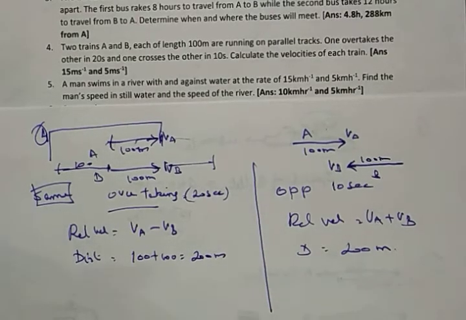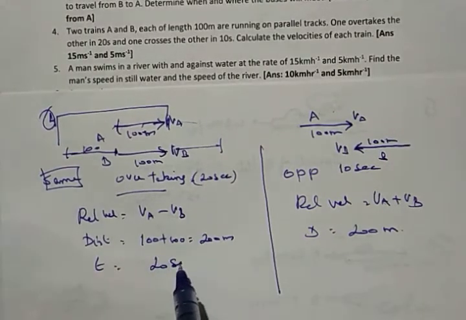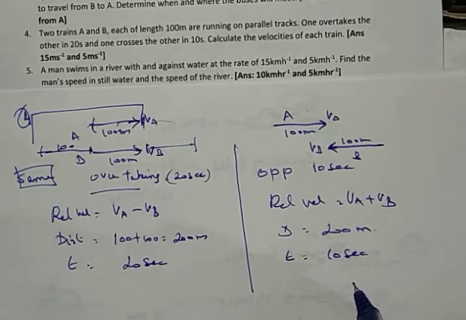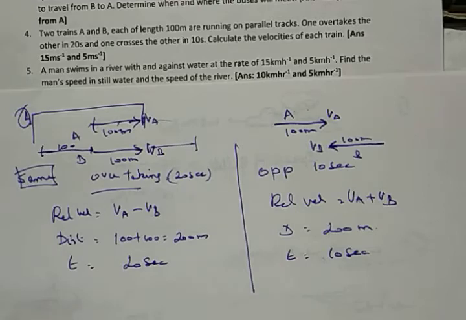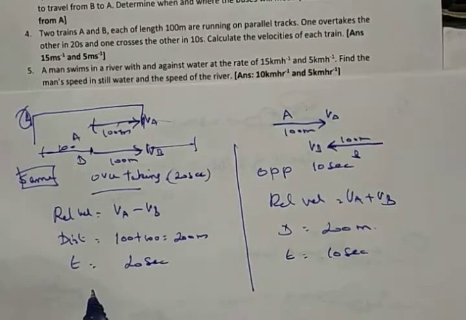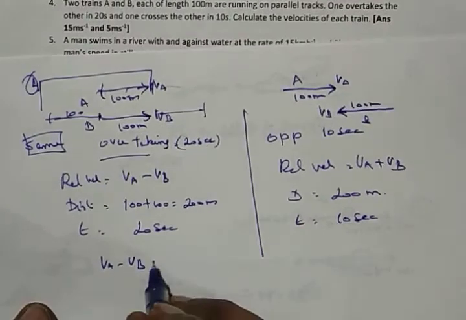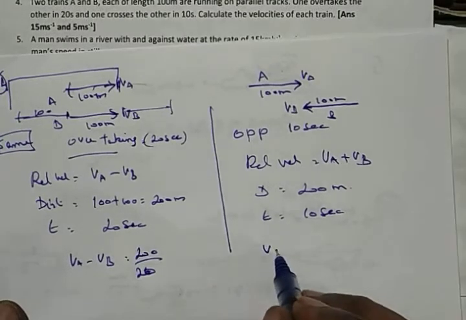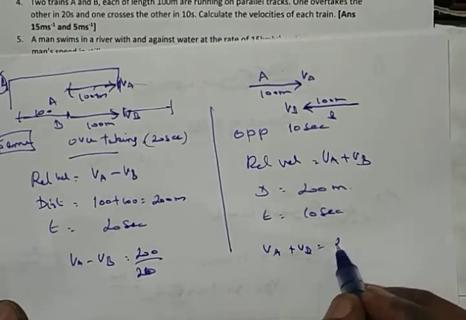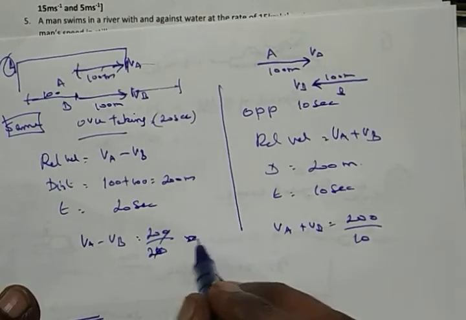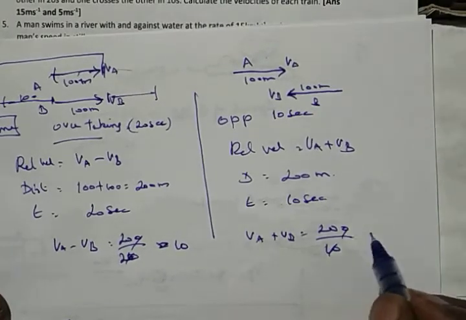Now time taken is going to be equal to 20 seconds here, and time taken is going to be equal to 10 seconds here. So we need to calculate both the things together and find out the answer here. So VA minus VB is going to be equal to distance upon time. Time is 20, and VA plus VB here is going to be the same distance upon time, 10. So this will get cancelled out. You will get only 10 here. This you will get equal to 20.